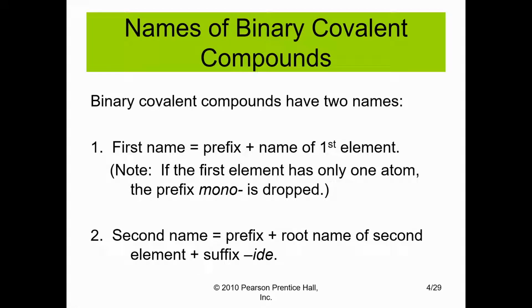Binary covalent compounds have 2 names. The first name comes from the prefix and the name of the first element. In the case where there's only 1 atom of the first element, the prefix mono is dropped. Then the second name is going to come from the name of the second element. A prefix and a suffix are added for the name of the second element. The suffix in this case will be IDE.